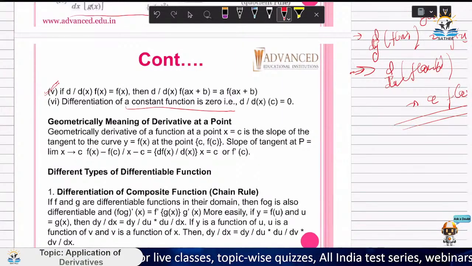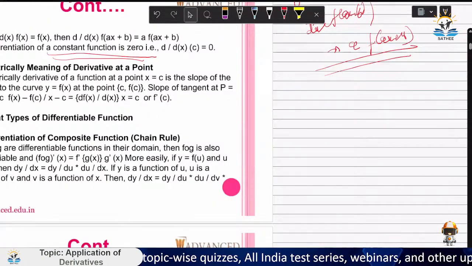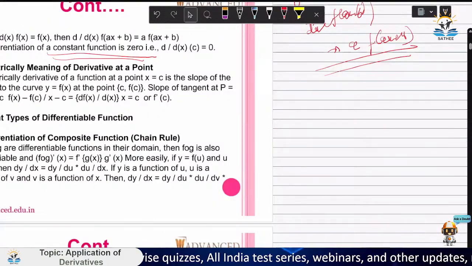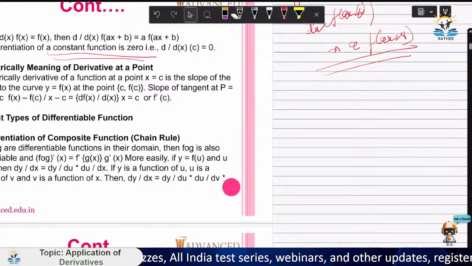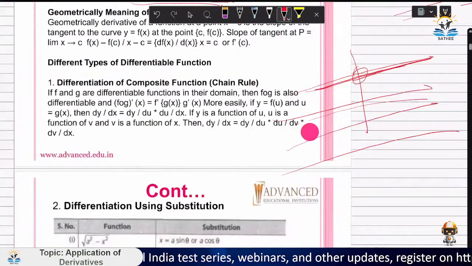Why is it zero? If we want to see, a constant function would look like this, and the slope of this function is always zero, right? So that is why the derivative of a constant function is always zero.